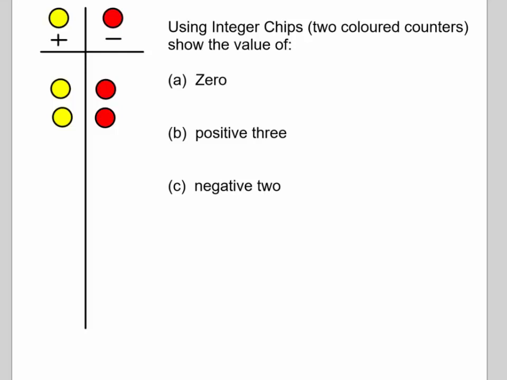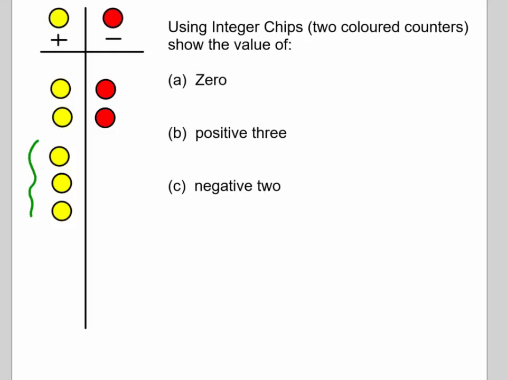So if I want to show positive 3, this would be one way of showing positive 3. So these two yellow chips and two red chips at the top, they don't count for anything because they're zeroing each other out. It's only the unbalanced chips right here that make up the 3.